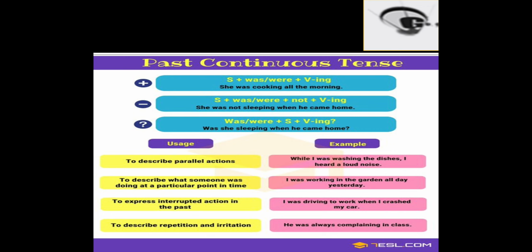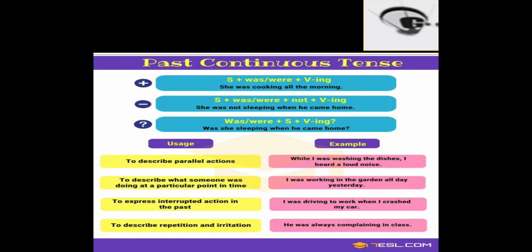Moving forward, we have past continuous tense and it is used to describe parallel actions. For example, while I was washing the dishes, I heard a loud noise. It is also used to describe what someone was doing at a particular point in time. For example, I was working in the garden all day yesterday.